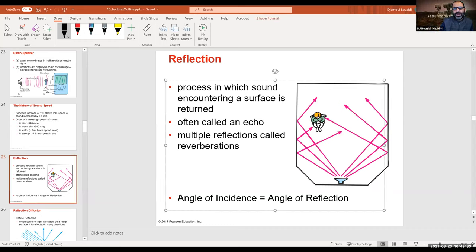The law of reflection, which is true also for light or any wave, is that the angle of incidence is the same as the angle of reflection. So what mathematicians or physicists talk about when they use this expression is the following. If they take this as the normal to the surface, this is the incoming wave, this is the angle of incidence, okay? This is this angle. And this is the angle of reflection.